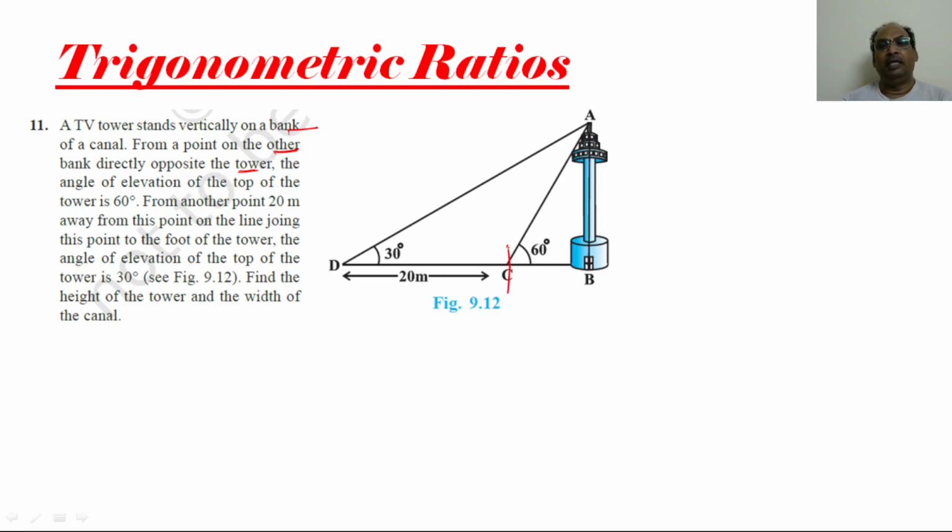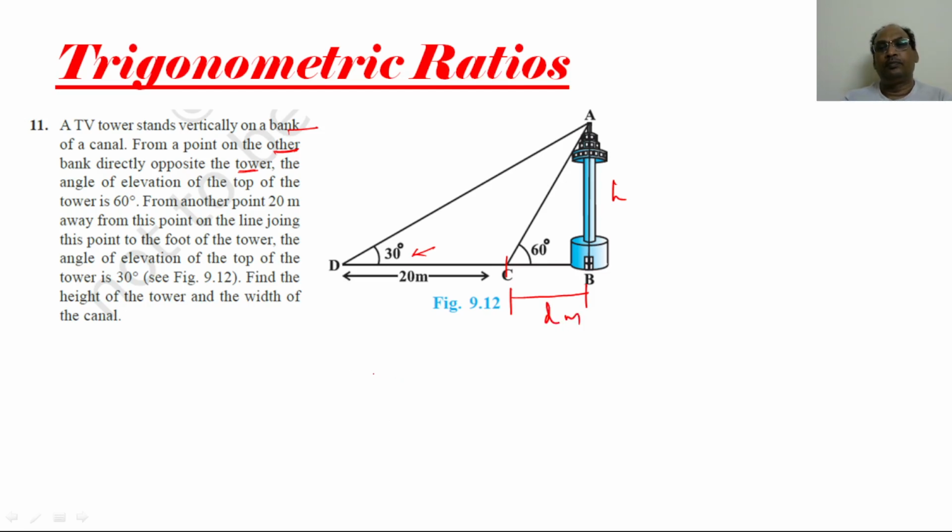So this is the bank of the canal, at C. From another point 20 meter away from this point on the line joining this point to the foot of the tower, the angle of elevation of the top of the tower is 30 degree. Find the height of the tower H and the width of the canal, means we need to find this BC. So width is given, so we will write D meter.